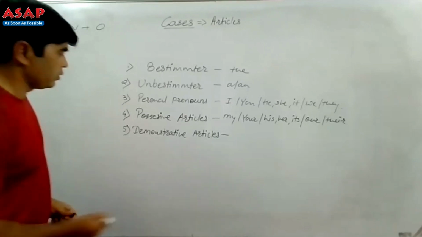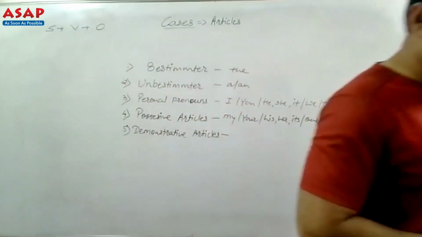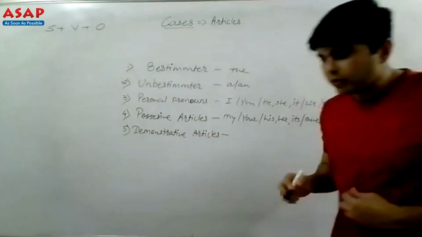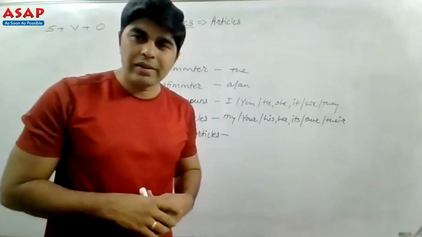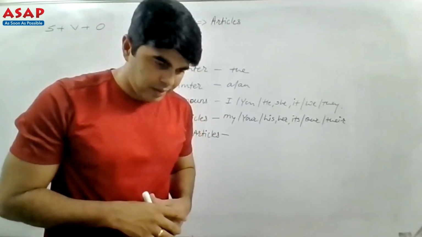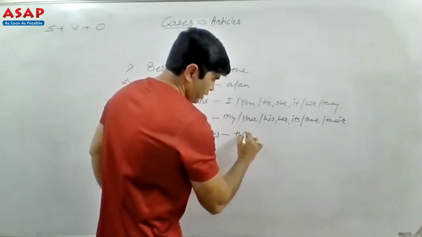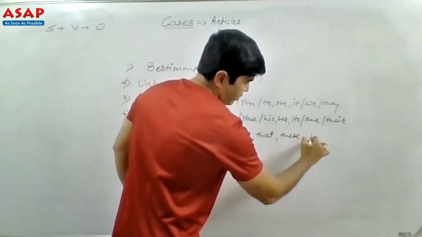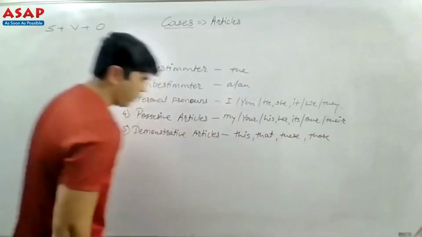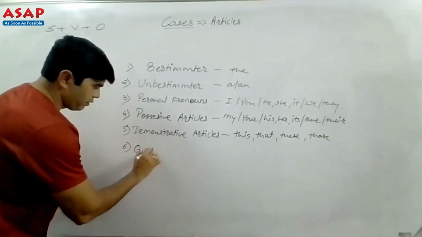Okay. So now, demonstrative articles. What are demonstrative articles? Not there, here, those, they. It will be this, that, these, those. Yeah. And the sixth one, questions.